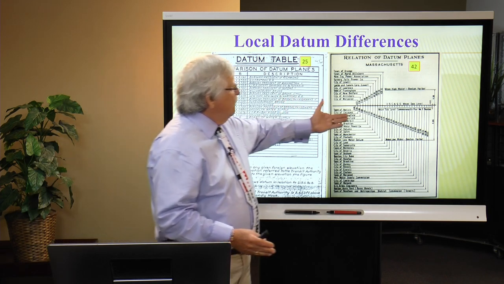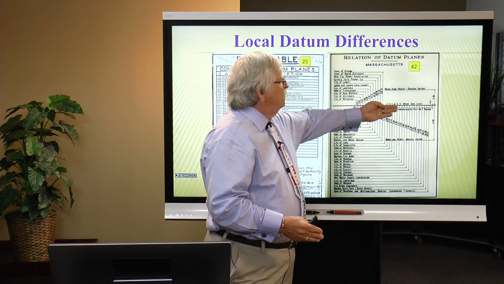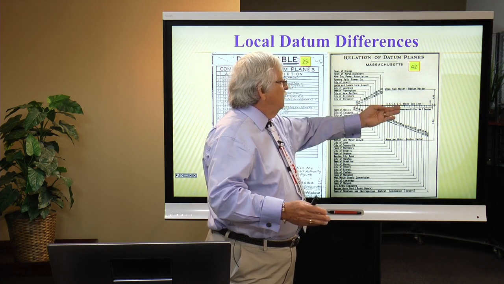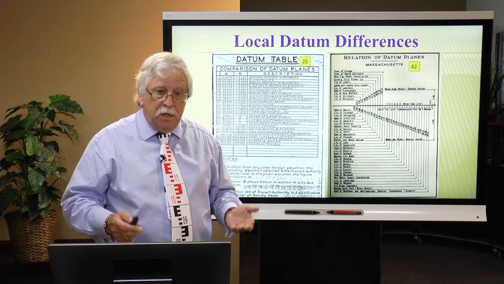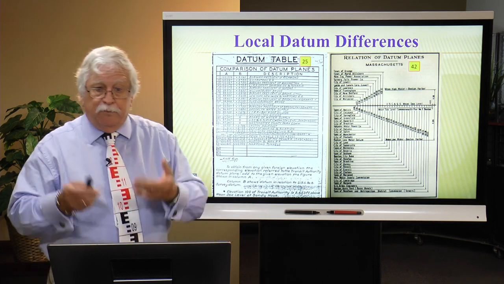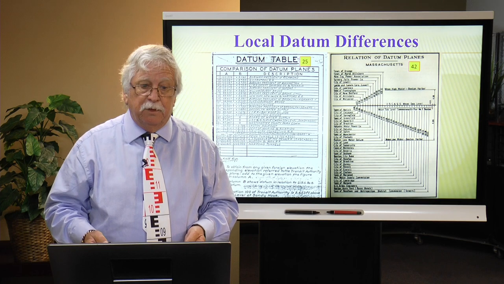And the same is true over here. You can see it says U.S. Coast and Geodetic Survey mean sea level. Well, mean sea level where? Mean sea level changes from place to place. So it's important, if you're going to use this kind of information, to be well aware of what the source of it is. And I've never found out what the source of this particular document is. I just know a lot of surveyors in those areas have them and continue to use them. So those are examples that are around in many different communities.